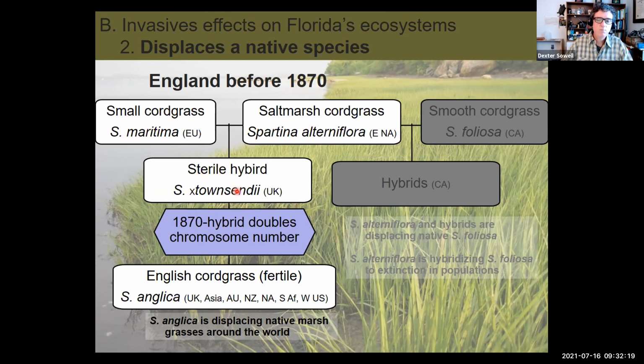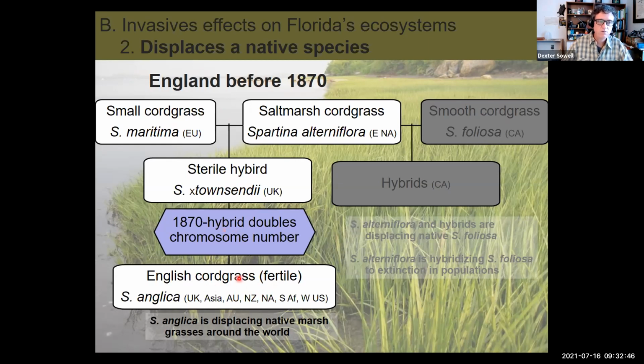But the sterile hybrid underwent a chromosome doubling, and I can't really explain it here, but basically, if you have a sterile hybrid due to mismatched chromosome number between the two parent species, anytime you have a chromosome doubling, that chromosome mismatch is fixed, and now you have a fertile tetraploid hybrid. And this is what they call English cordgrass, and it's really fertile.